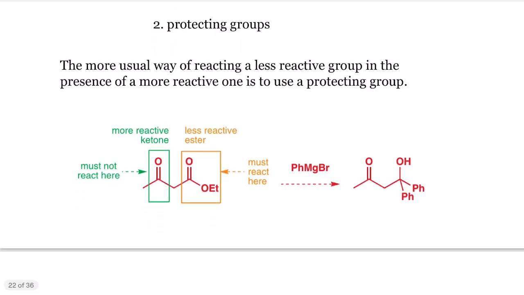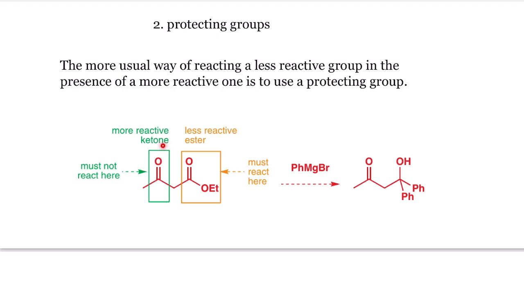So the more usual way of reacting a less reactive group in the presence of a more reactive one is by way of the protecting group. So let us take the example of ethyl acetoacetate, where we have two functional groups. One is a ketone and the other one is an ester, and by the reaction of phenyl magnesium bromide, that is the Grignard's reagent, we have to get this product.